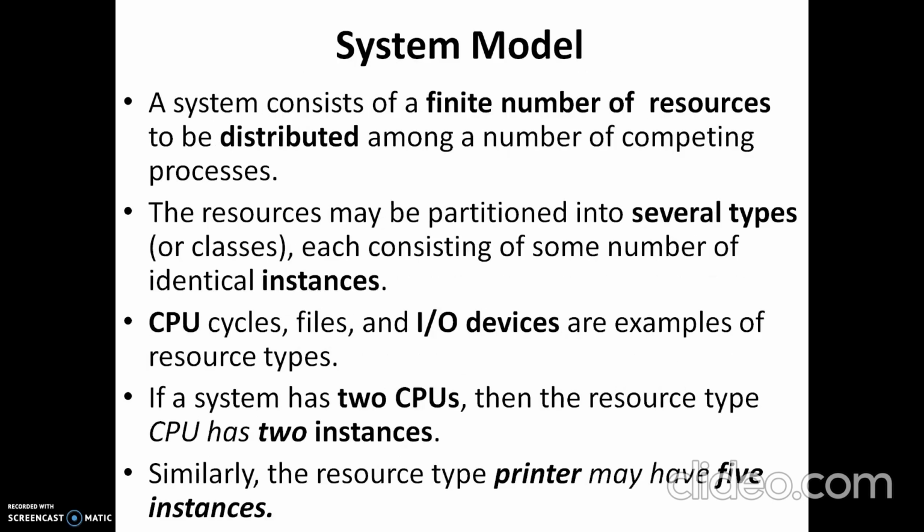Now the system model. A system consists of a finite number of resources to be distributed among a number of competing processes, and the resources may be of different types and instances. Types of resources could be hardware resources or software resources. For example, a CPU, IO devices, or even a printer are hardware resources.